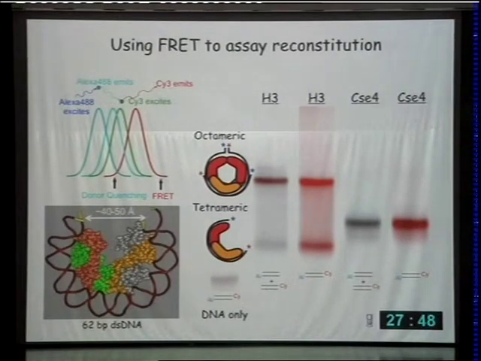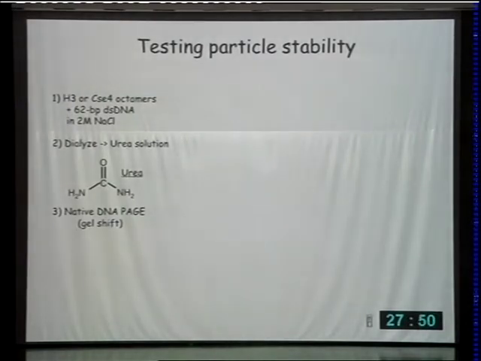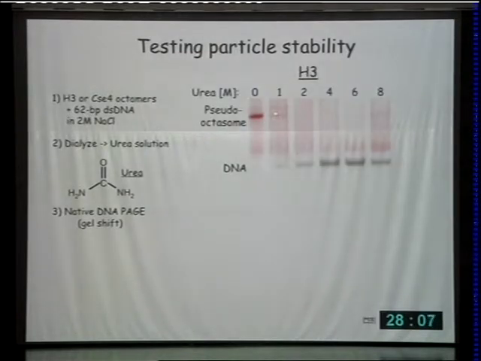We can then ask about the stability of these particles. So we use urea, because urea is a protein denaturant that won't interfere with the electrostatic interactions. We want to keep the DNA on there. We don't want to add salt and get rid of it. But the urea will separate the proteins. And it's quite effective. When we go up to 1 molar urea or 2, the pseudo-octosome basically blows apart completely, and we just see the free DNA getting released.